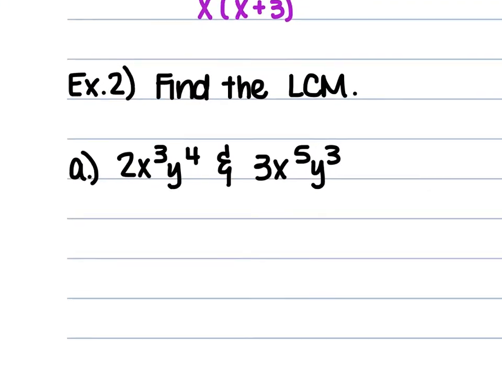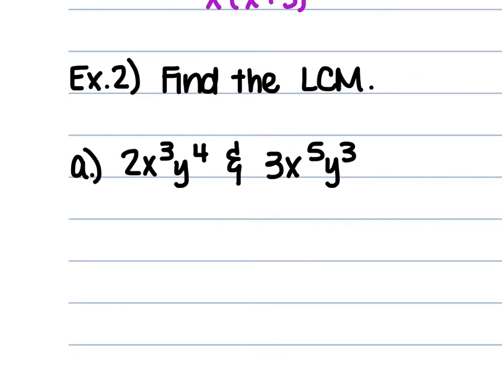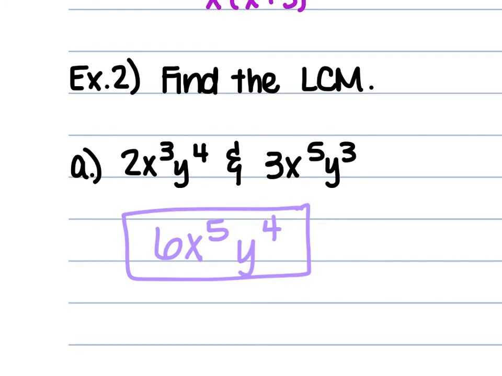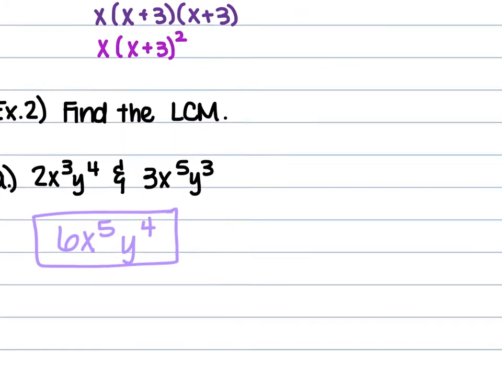For our next part, we are finding the least common multiple here. So if we look at A, we have 2x cubed y to the 4th and 3x to the 5th y cubed. So our least common multiple between the 2 and the 3 is 6. We're going to keep the highest exponent for each variable. Any variables that are not the same for both, we're going to write down as well. So we have x cubed and x to the 5th. We're going to keep the x to the 5th. And then we have y to the 4th, y to the 3rd. We're going to keep y to the 4th. So 6x to the 5th, y to the 4th is our least common multiple.